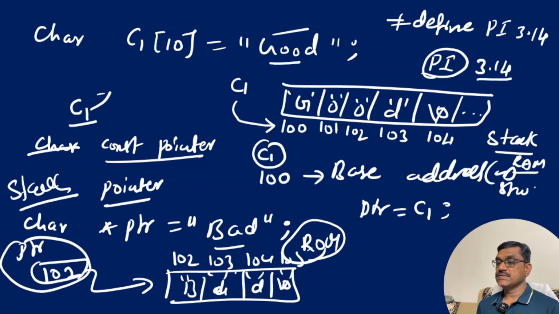Can I say like this? ptr1 equals C1. What is C1? Character array name. What is ptr? Character pointer here. Can you assign this? Is it valid? Yes, it is valid.